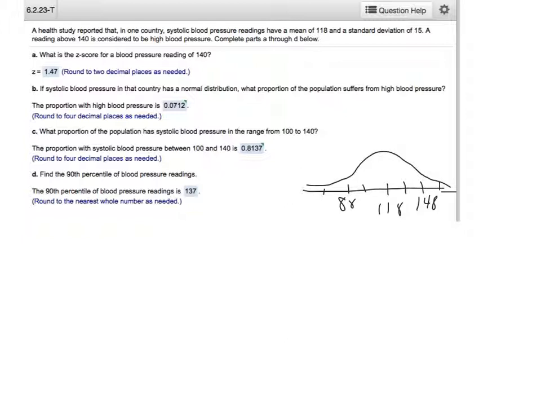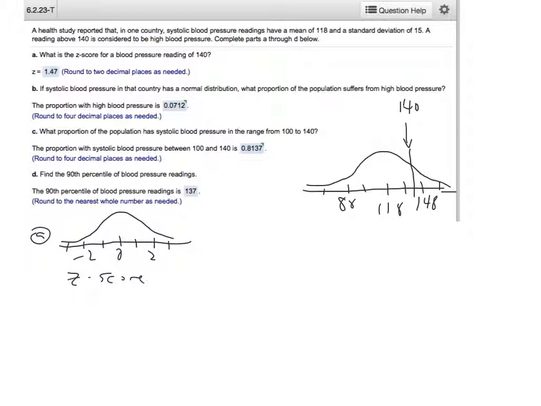So the first question asks about the z-score of a blood pressure reading of 140, and so 140 is going to be about here. To answer the question, we need to transfer the picture over to our standard normal distribution. So here's our z-score distribution centered at 0 with tick marks going 1, 2, 3, and -1, -2, -3. So again, give yourself some tick marks, label them, but this will be our z-score distribution.